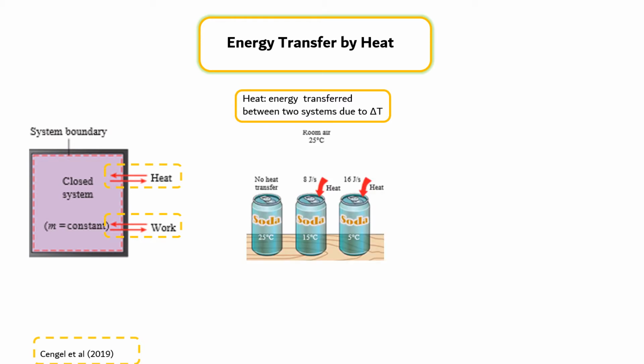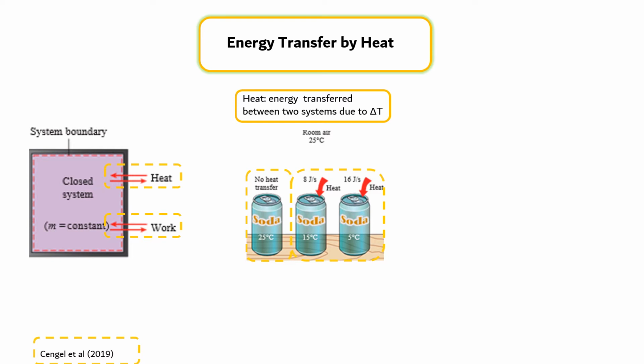Energy transfer by heat. Energy can cross the boundary of a closed system in two distinct forms, heat and work, as shown in the left figure. Heat is defined as the form of energy that is transferred between two systems, or a system and its surroundings, by virtue of a temperature difference, as shown in the middle figure. Energy interaction is heat only if it takes place because of a temperature difference, which means that there cannot be any heat transfer between two systems that are at the same temperature.